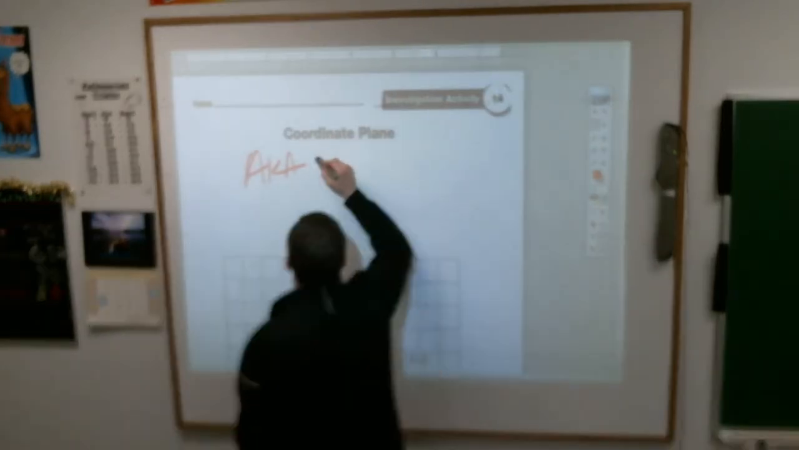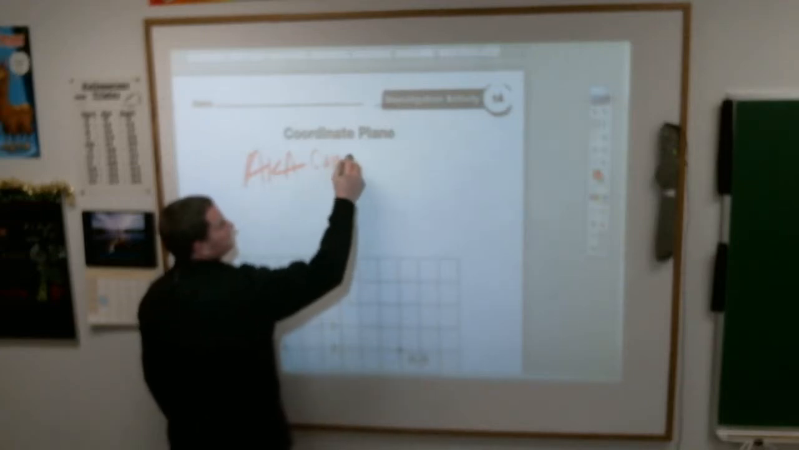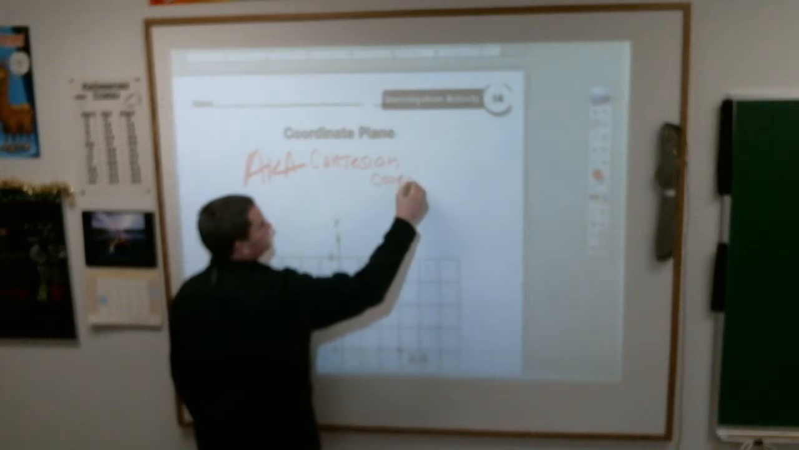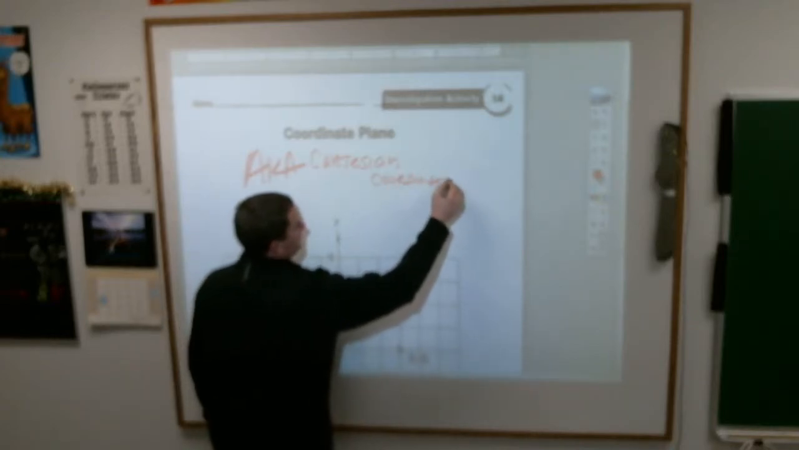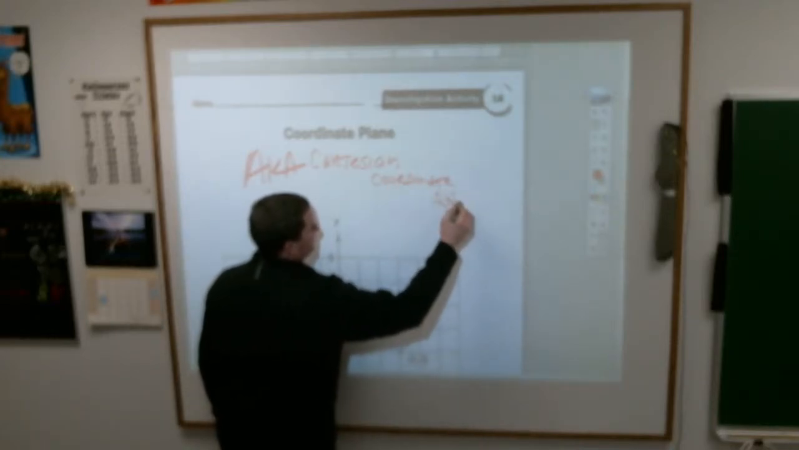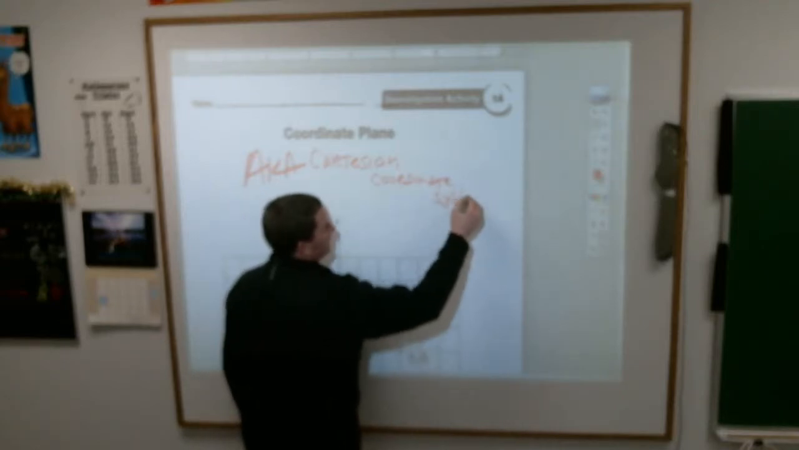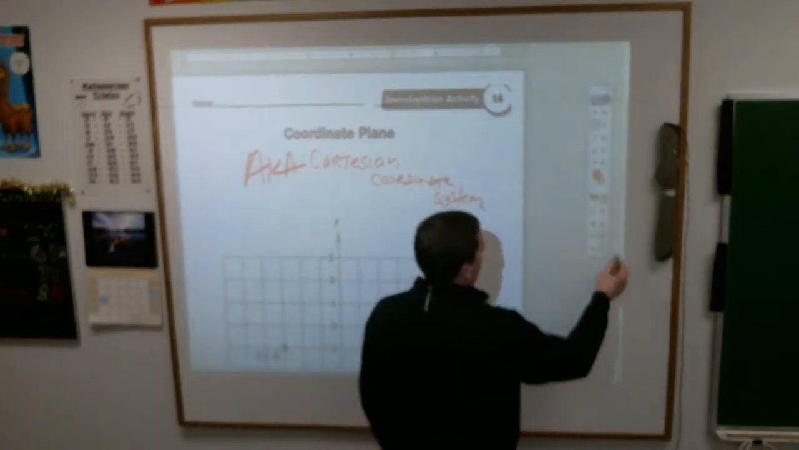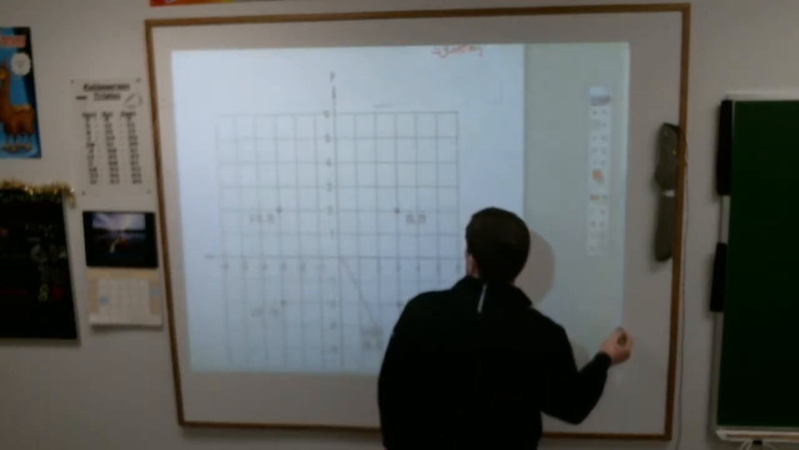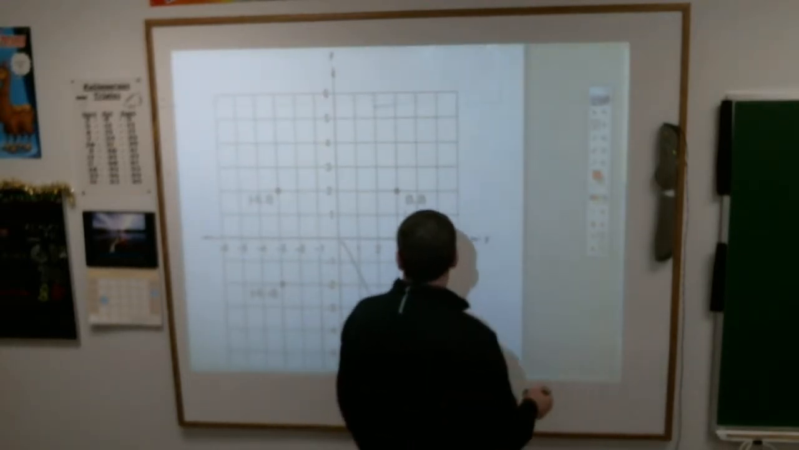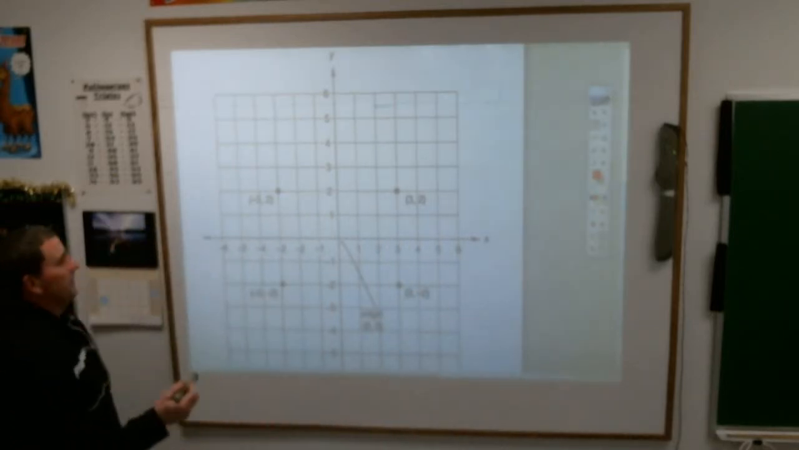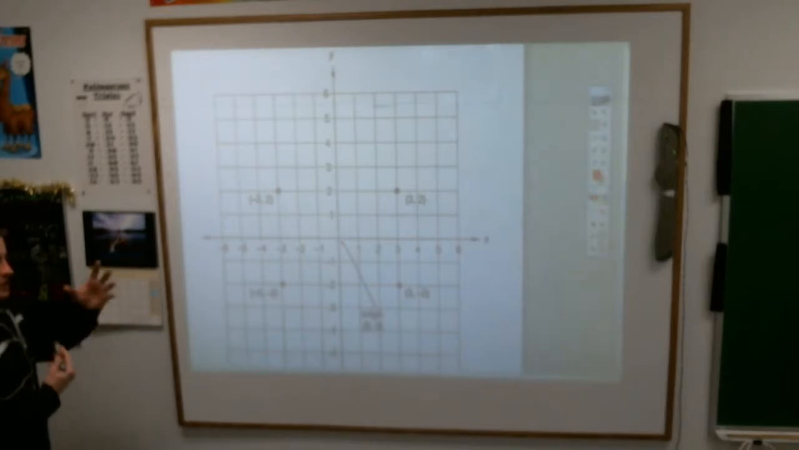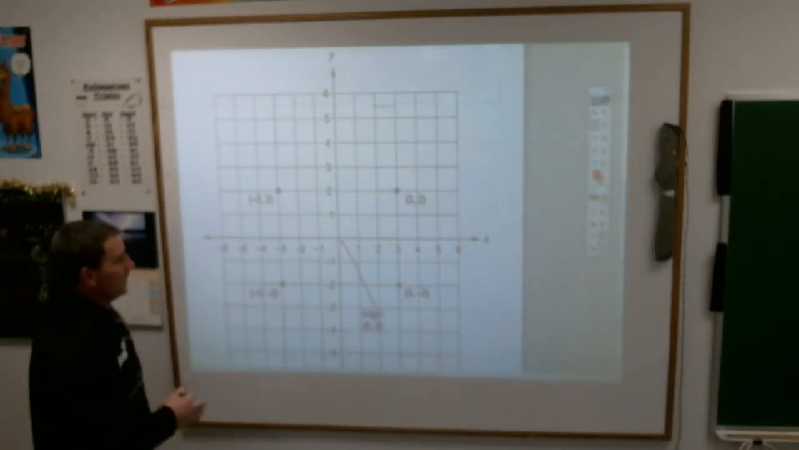AKA Cartesian coordinate system or graph. I don't know, whatever it is there. And you've done this before. By the way, our whole entire world is cut into a Cartesian coordinate system. Our Earth is split into lines of latitude and longitude. So just a quick and easy way for you to find locations of spots and points when you need to.